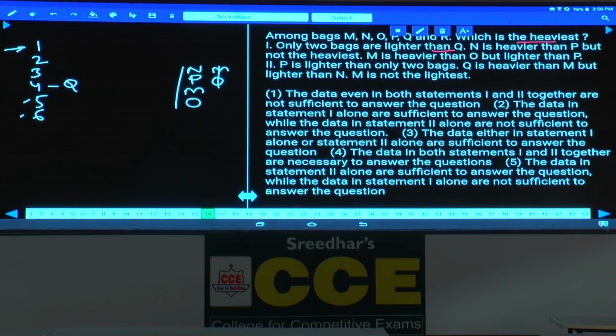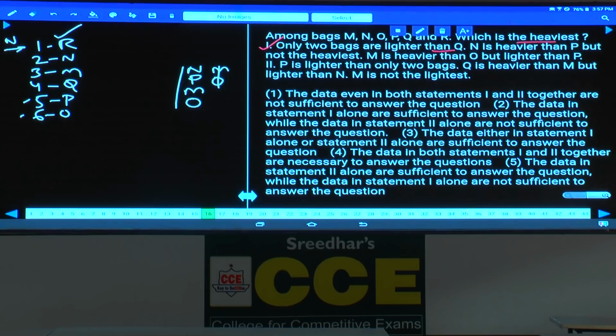As N cannot be at the first place, then what should be the order here? N will be here, then P, M and O. Then which bag is left over? R is left over. And this R comes at the first place. Are we getting the answer or not? We are getting a unique answer that R is the heaviest. Hence, 1 alone is sufficient.